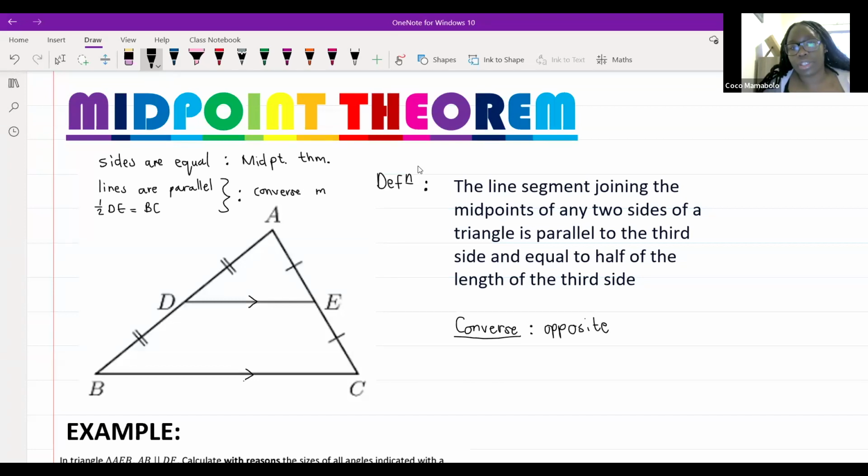Okay, converse mid-PT. Give me a thumbs up if everybody sees what ma'am is saying here. Are we seeing the difference between the two? We use the midpoint theorem if they've given us that the sides are equal. But if they give us the fact that the sides are parallel or that one is half of the other, then we use converse as our reason. Is everybody with me? Can we put this into practice?